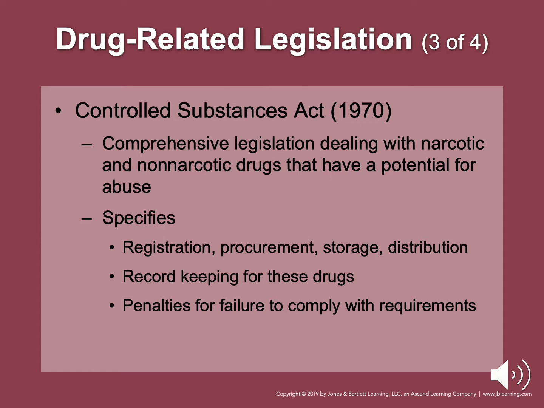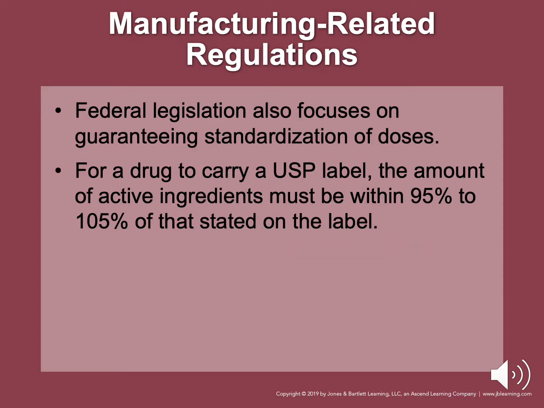All right. Federal legislation also focuses on guaranteed standardization of doses. Standardization assures patients that when they take a medication with a stated amount of the active ingredient, they will receive that amount of the drug. So for a drug to carry the USP label, the amount of active ingredient must be within 95 to 105% of that stated on the label.